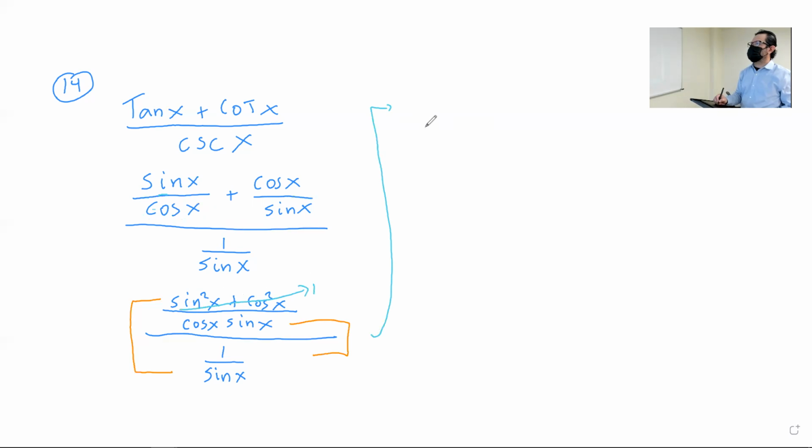So that means that in the end, I've got sine of x divided by cosine of x multiplying sine of x. The sine of x is going to be eliminated. And you have 1 divided by cosine of x. And 1 divided by cosine is secant.